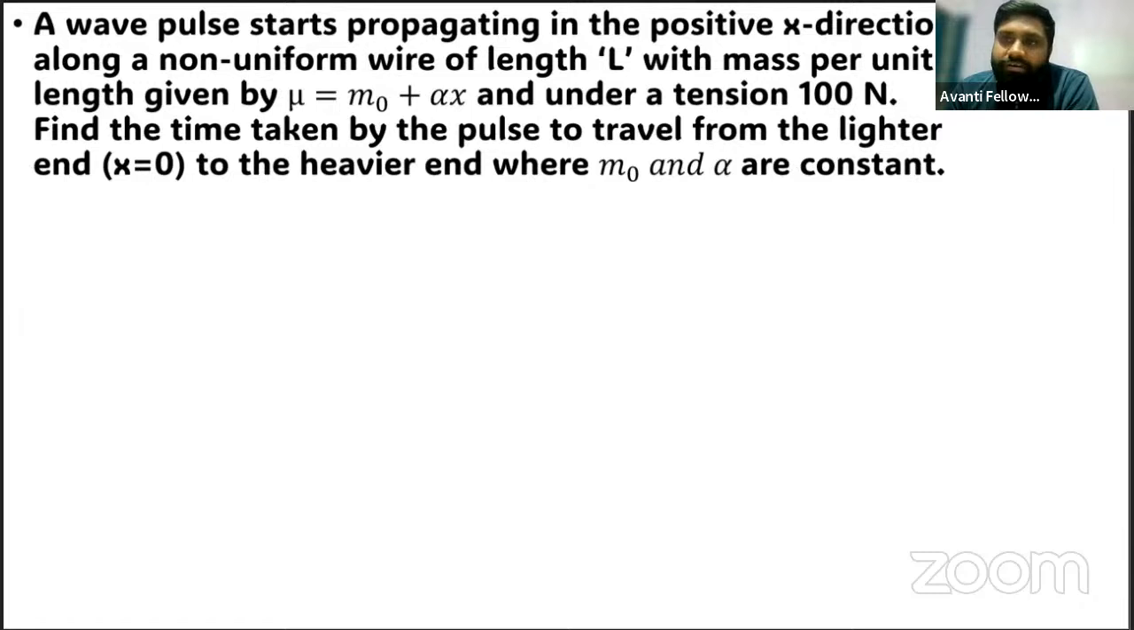Under a tension of 100 Newton. So this string is stretched under a tension of 100 Newton. The tension applied is the same. Whatever section of the string you take, the tension will be the same, 100 Newton. Now find the time taken by the pulse to travel from the lighter end at x equals 0 to the heavier end, where m naught and alpha are constants. Let me solve this question first.